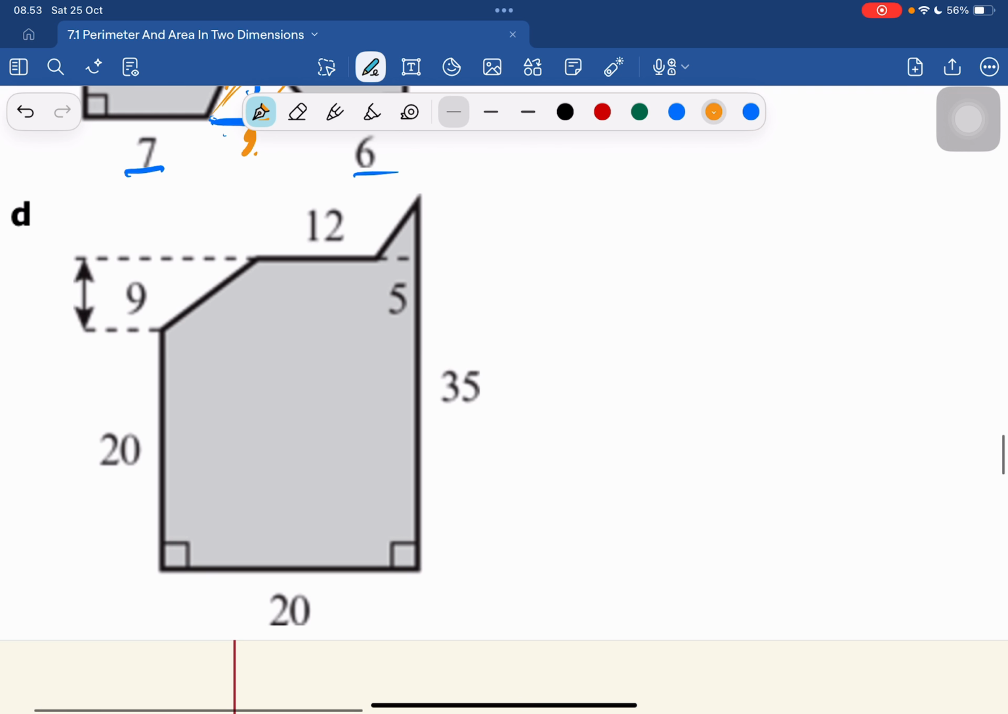Okay, what area can we see from here? We got 20, 20, this 35, so let us cut it.